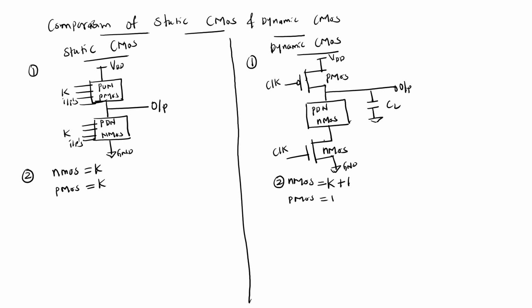Due to the K number of PMOS in static CMOS, the overall size is more. And for dynamic CMOS, due to fewer PMOS, as you have only one PMOS, the overall size is less.